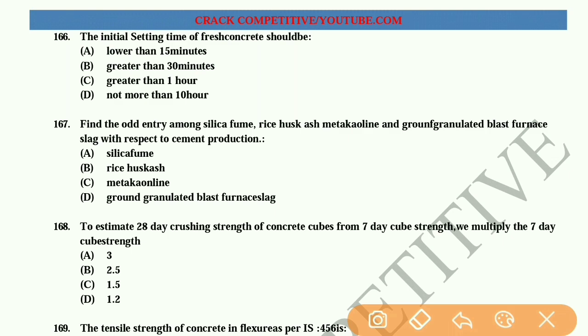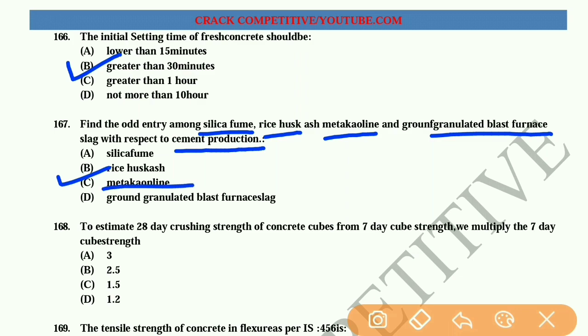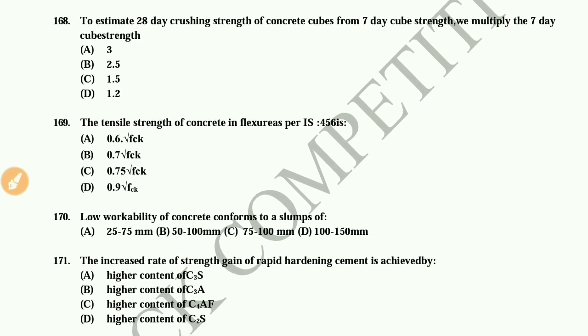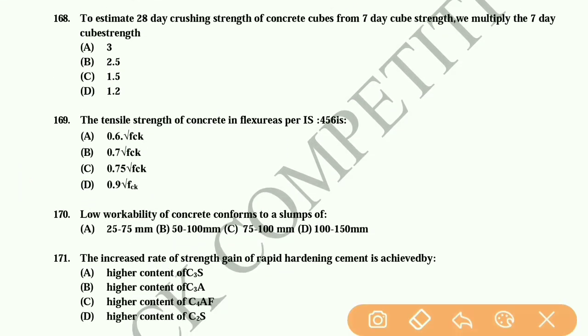The initial setting time of fresh concrete should be greater than 30 minutes, option B. Find the odd entry among the silica fume, rice husk, metakaolin and granulated blast furnace slag with respect to cement production. इसमें जो C है this is the odd entry among all of these. Next question, to estimate 28-day crushing strength of concrete cube from 7-day cube strength, we multiply the 7-day cube strength with 1.5 and get the 28-day strength. So option C is right.